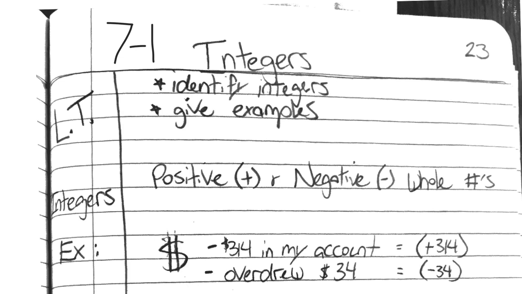First things first, our learning target is we are going to identify integers, and I'm going to give you some examples of integers. Then on our second page, we're going to talk about what absolute value means. So first off, integers are positive and negative whole numbers. They can be positive or negative, but they're whole, so they don't have any decimal to them.